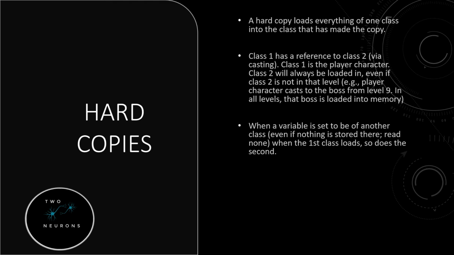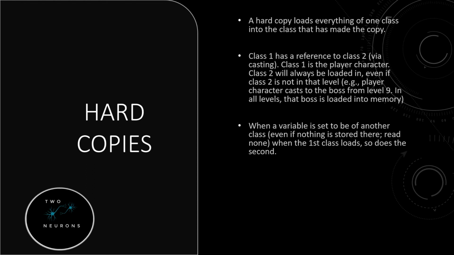Or, let's say class 1 is the player character, and it has a cast to a boss that shows up in level 9. That means in levels 1 through, let's say it's a 10 level game. That means in every level of the game, level 1, 2, 3, 4, 5, 6, 7, 8, where the boss doesn't exist and the player hasn't run into it, the boss is loaded into memory. Let's say then level 9, the boss is there, it's still loaded into memory twice, once for the actual boss instance in the game, and once for the player character. And again in level 10, it gets reloaded. Okay. So we have the potential of having this thing loaded in.